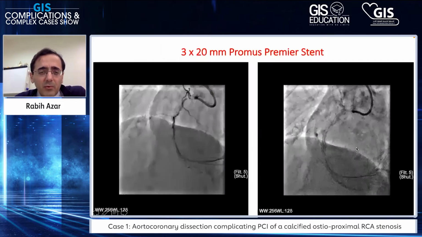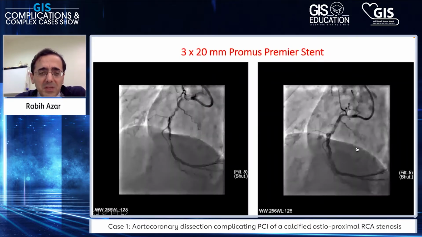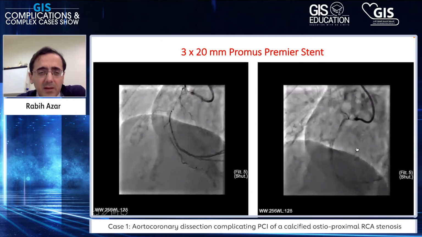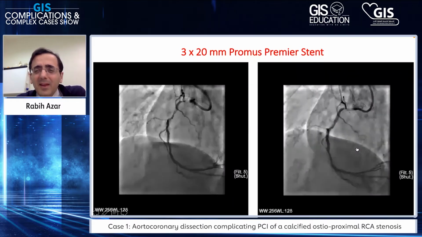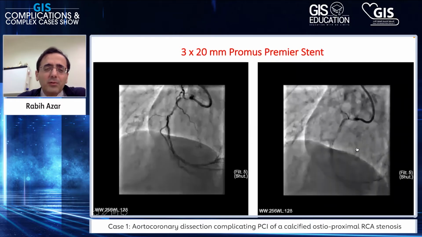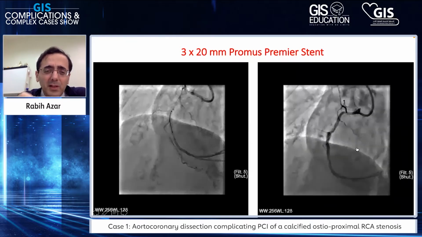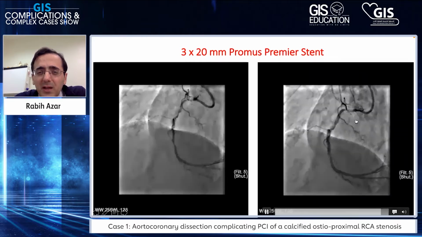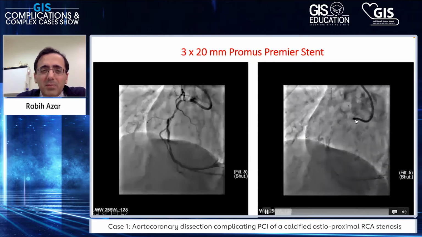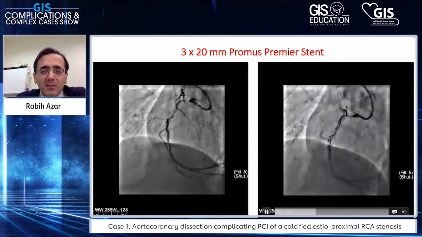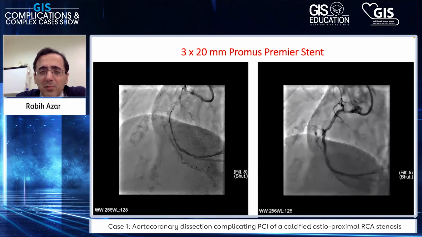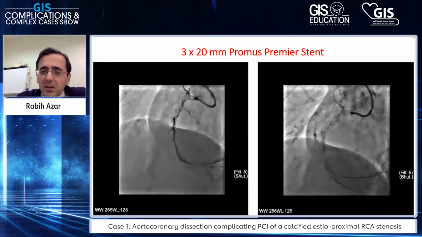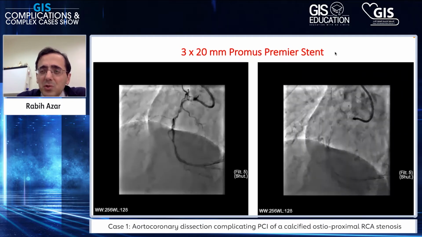So I went in with a 3.0 by 20 millimeter Promus Premier stent. And again, it was extremely difficult to get it to the lesion. You can see on the right-hand side of the screen how I had to intubate my guiding catheter deeply into the RCA. But so far, the ostium of the RCA looks okay, and the patient is doing fine.